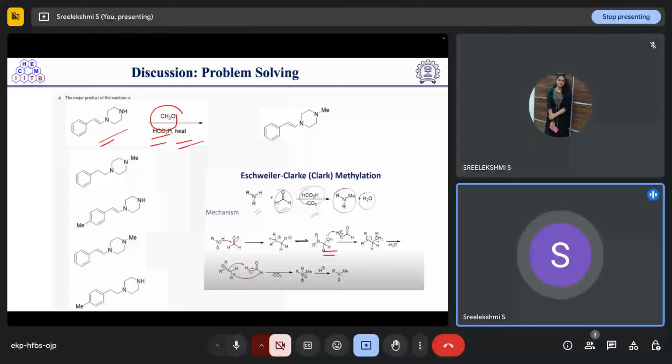Then this oxygen lone pair will take up this proton from this carboxylic acid, and that will result in the elimination of water molecule, and this lone pair will fall over here, and this water molecule will be eliminated to form this iminium ion, and then that will get protonated, and this nitrogen will attack over this nitrogen, that is this proton will be attacking here.